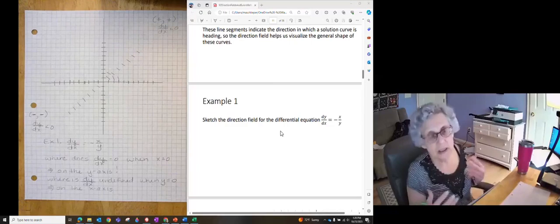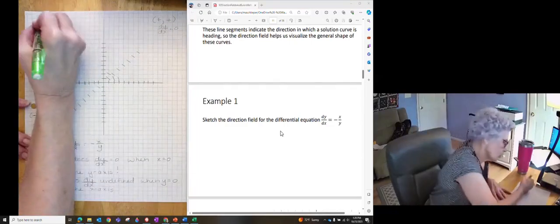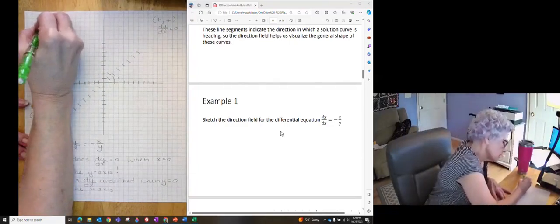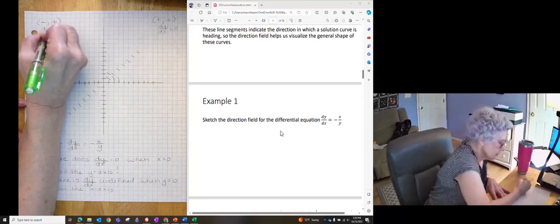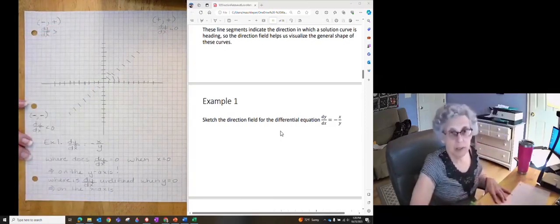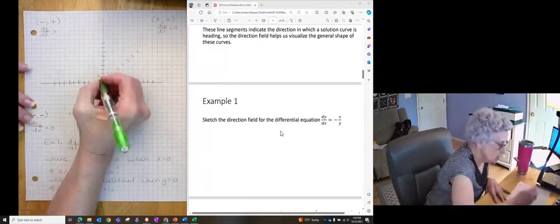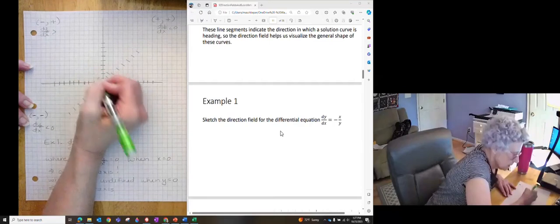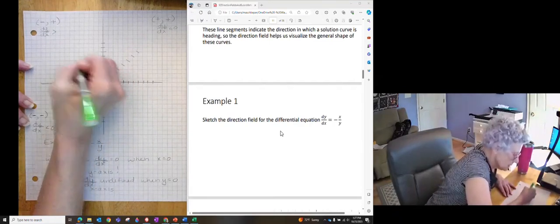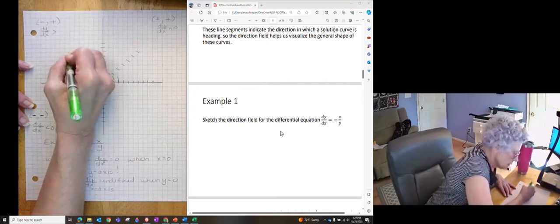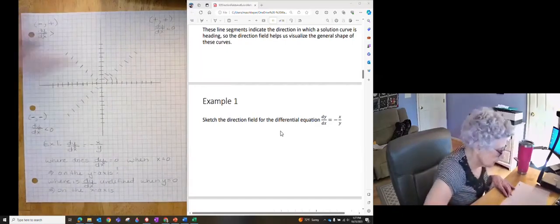So let's put in some more in quadrant 2. In quadrant 2, x is negative, y is positive, so my derivative is going to be positive. So I expect positive slopes. If I go along the opposite of the identity line, my slope is always positive 1.